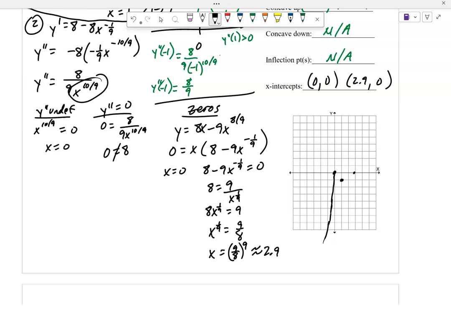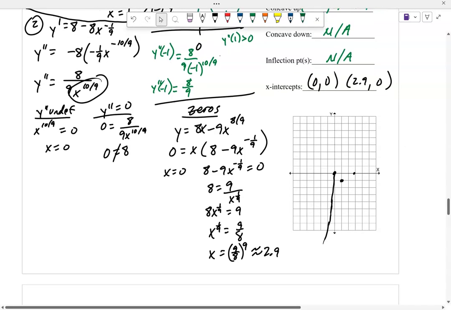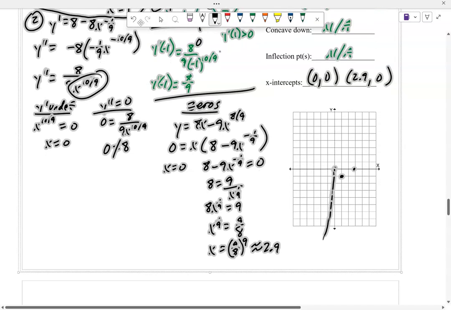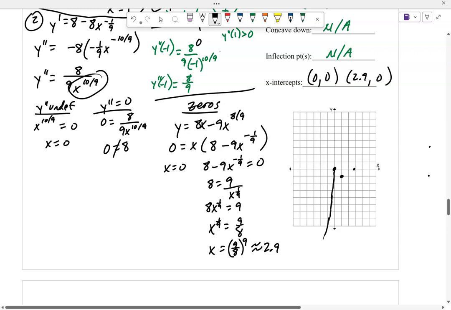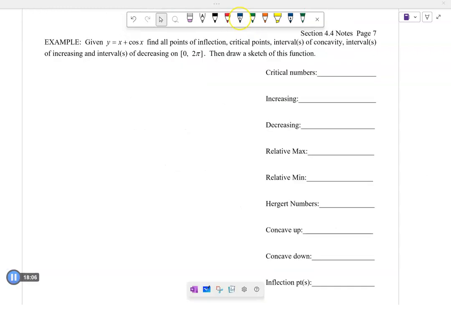We're staying concave up again, but we've got a decrease between 0 and 1. So I stay concave up, but I got a decrease, and then I increase after 1, and I stay concave up. So that's a pretty decent graph of this function. Of course, you can compare it to your graphing calculator if you'd like.